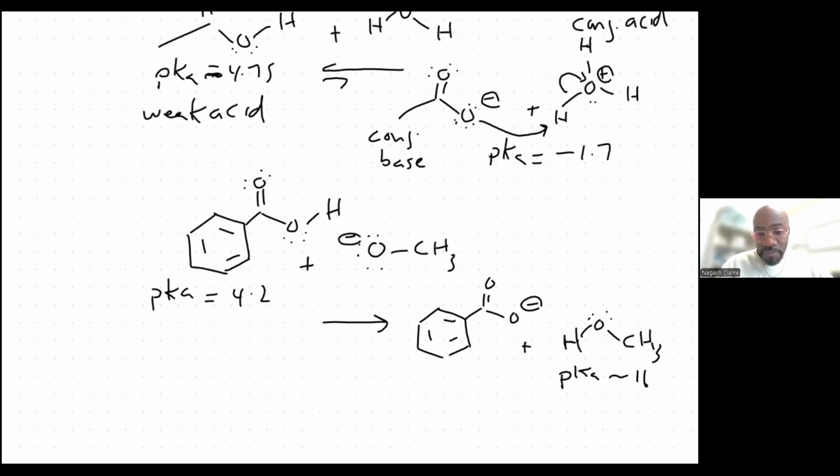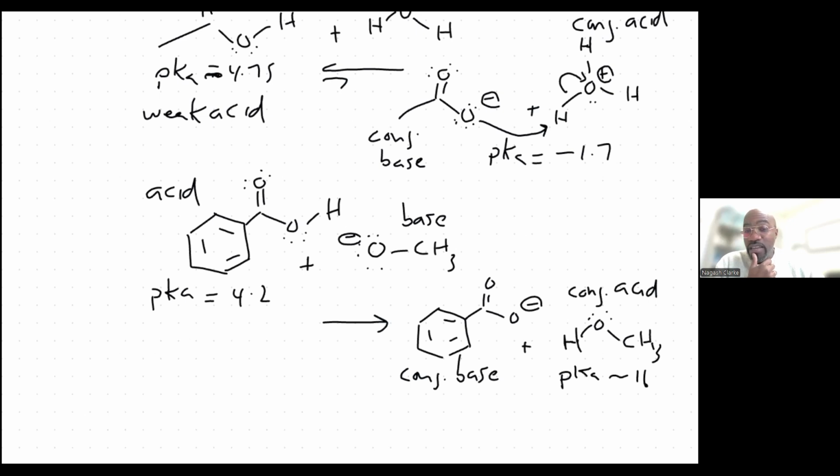Your benzoate is a way more stable base than methoxide, because this one can have resonance stabilization. This one does not. Your benzoic acid, therefore, is a stronger acid because of its conjugate base. Remember, let's label acid, conjugate base, conjugate acid.